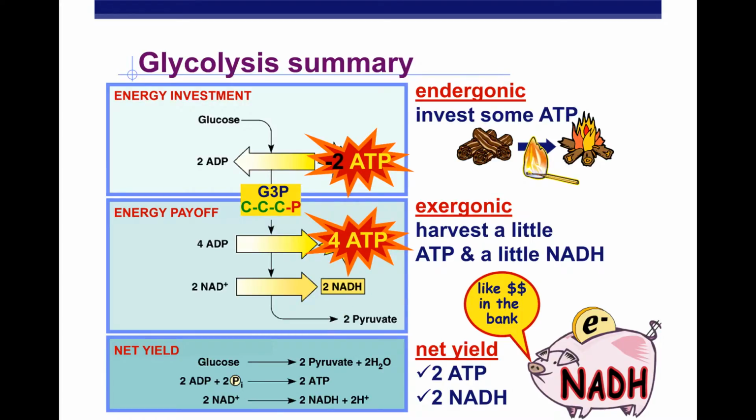So overall, 1 glucose molecule gives you 2 pyruvates and 2 waters. We lose the waters along the way. We're going to get a net of 2 molecules of ATP and 2 molecules of NADH, because we have to pay back the 2 we borrow. It's kind of like a loan shark situation. You borrow the money, you've got to pay it back unless you want to swim with the fishes.